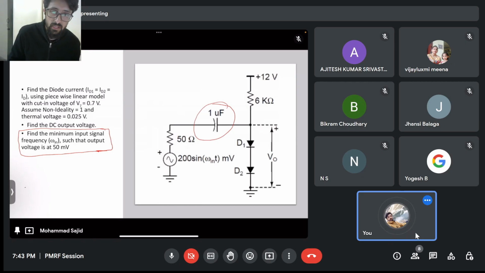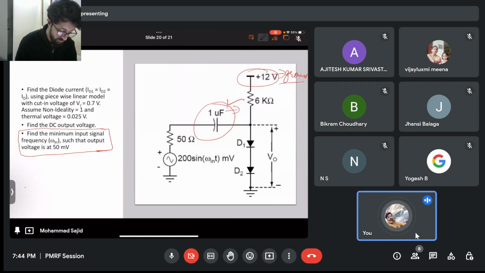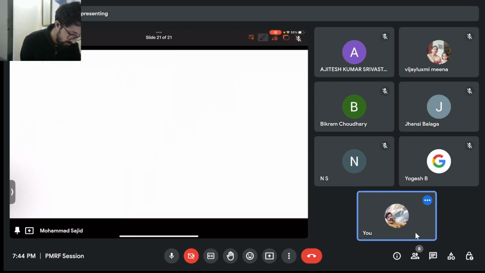You only remove the capacitor when it is mentioned that the input frequency is large enough to make the capacitor shorted. So in this question, you have to draw the equivalent circuit, and you don't have to short the capacitor. You keep the capacitor and ground the DC voltage. This is AC, you have to keep it. Now we can draw the circuit. It is simple.